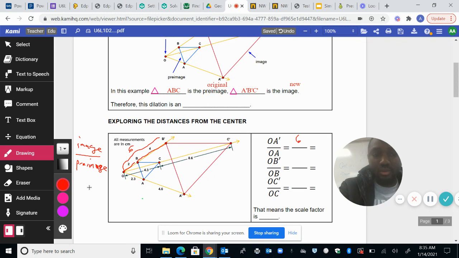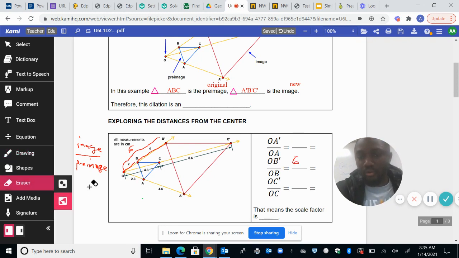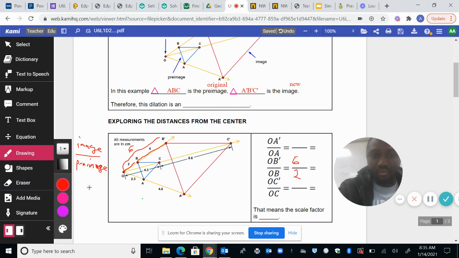And OB prime is 6, and then OB is, as you can see here, 2. Then when you divide 6 by 2, you have 3. And also OA prime is when you are moving from OA and then A prime. So it's going to be 2.3 plus 4.6, which is 6.9. And then OA is 2.3. So when you divide, you're going to have 3. Also, you're moving from O to C prime, that's 4.3 plus 8.6, that's going to be 12.9. And then OC itself is this 4.3. So when you do the division, you're going to have 3. So this means the scale factor here is what? 3. Okay.